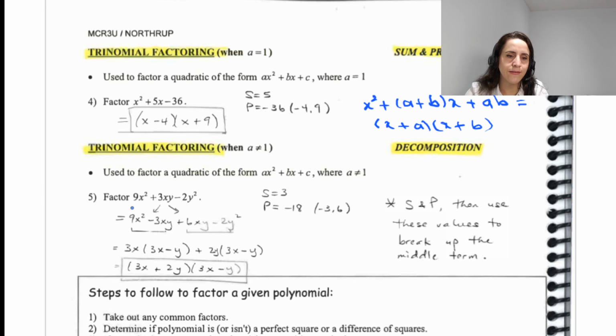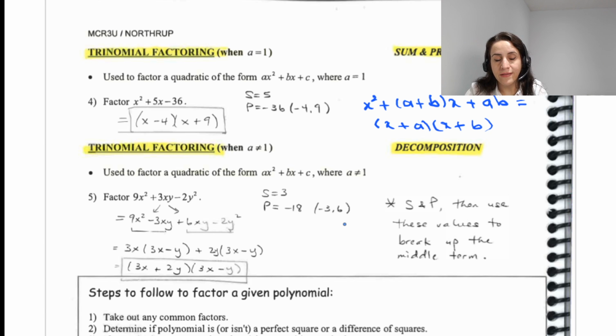And here a is not 1. In that case, see what I am looking for? I know that the sum of them is 3 here, yes, but the product of them is not just negative 2. Here I'm multiplying this negative 2 with the coefficient of 9 that I have, which is going to be negative 18. I'm looking for two numbers whose product is negative 18 and whose sum is 3. Okay, negative 3 and 6.